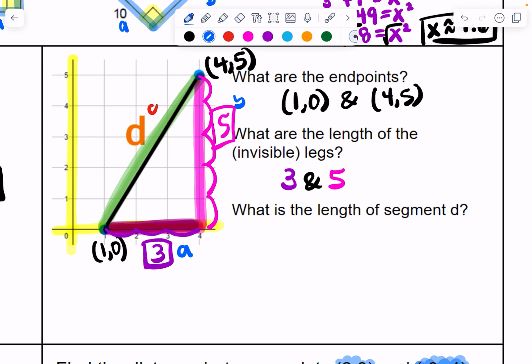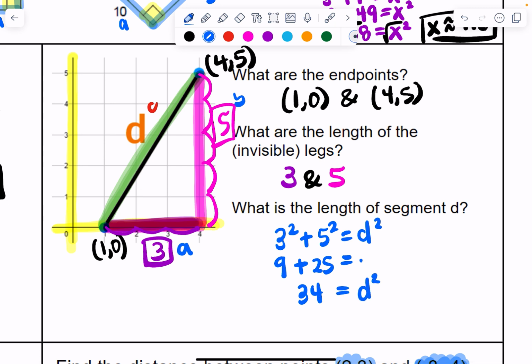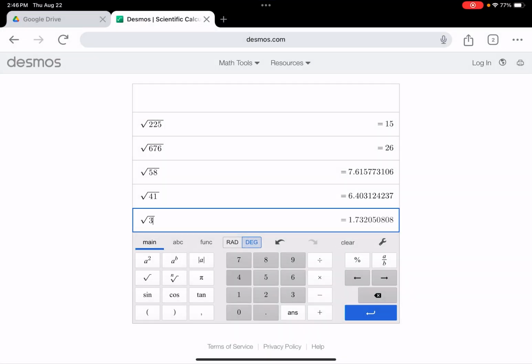So we have 3 squared plus 5 squared equals D squared. 3 squared is 9, and 5 squared is 25. 9 plus 25 is 34. And then our goal is to get D by itself. So the opposite of squaring something is to take the square root. So we do square root of 34.